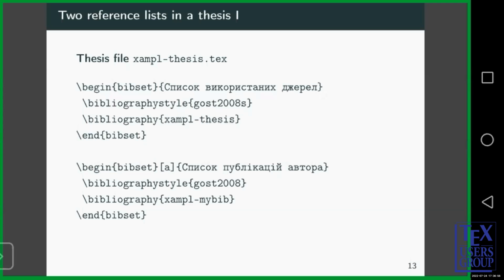But this situation is not rare. There are some solutions for how to make two reference lists in one document, but existing solutions are not useful for me for some reasons. So in the vakthesis bundle, I developed my own solution.